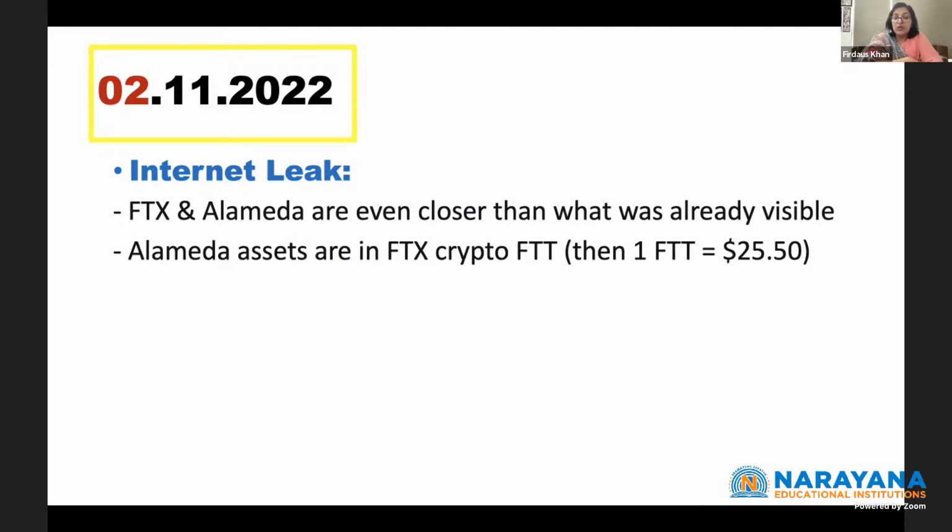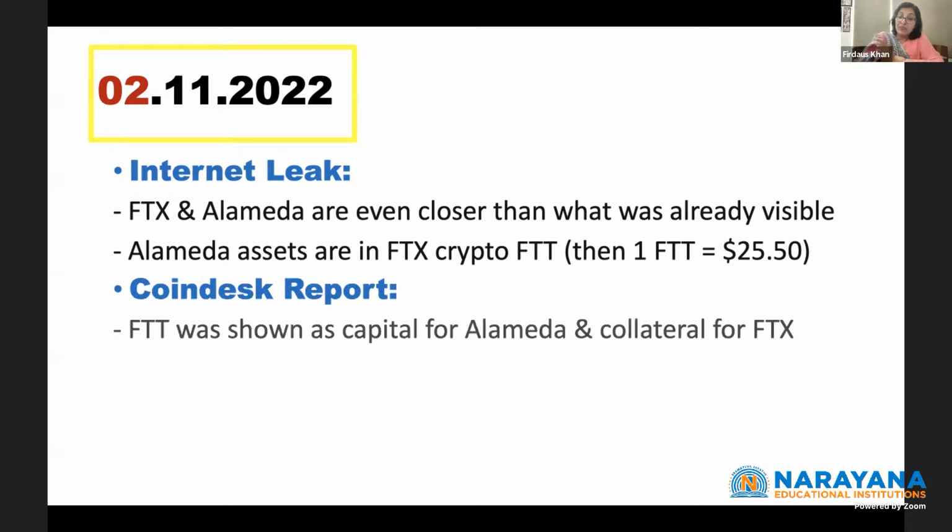The leak told that whatever the assets of Alameda, the quant trading company, the hedgers, their assets were in FTT. Their assets were not in any currency. Their assets were in a cryptocurrency, which had good enough valuation when this leak was released. Not only that, Alameda's capital is in a crypto, but another report told that FTX has used the same crypto as collateral. So FTX creates the crypto, FTX uses that to borrow money, and its sister concern is showing the same crypto as asset.